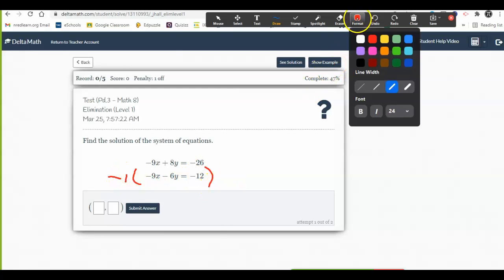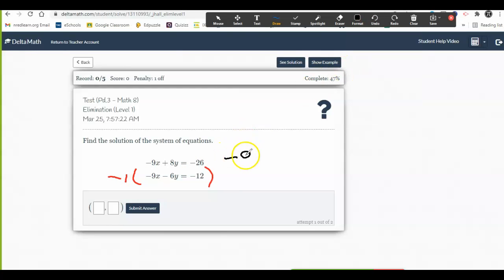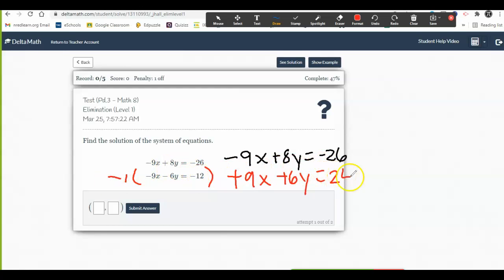So I'm going to leave my first sentence the same. Negative 9x plus 8y equals negative 26. But my second sentence, I'm going to change every single sign. That's what distributing that negative 1 means. So I'm going to get a negative times a negative is a positive, negative times a negative is a positive, and a negative times a negative is a positive. Now I can add these two sentences together because I get an elimination.